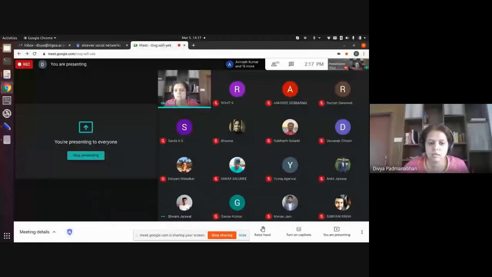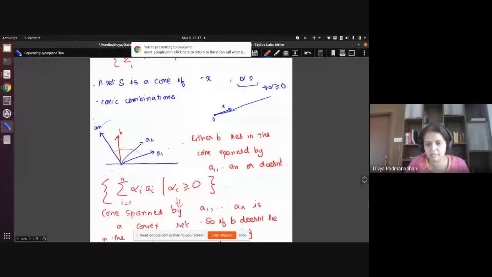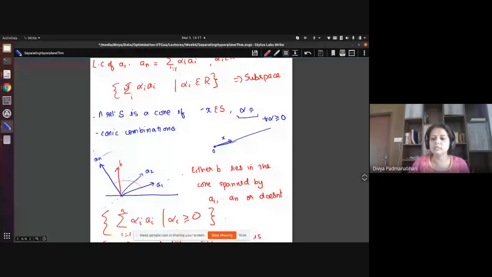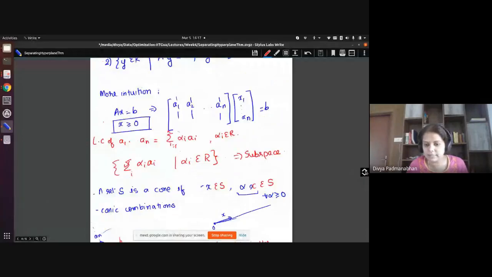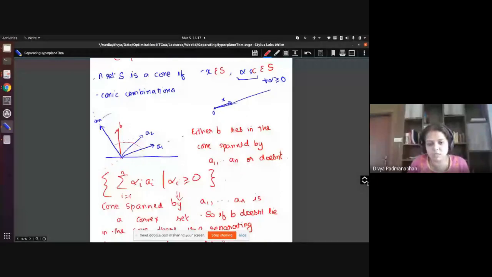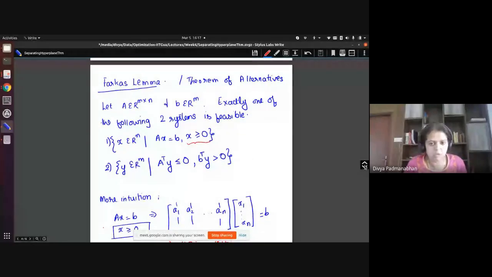I think I did something and it messed up, but if x is an element of S and alpha x is also in S, I think that's what it is. So this is the idea of cones and the cone spanned by them. This system is just telling you that, because of this x greater than or equal to 0, B lies in the cone spanned by the column vectors. So that is the first system.